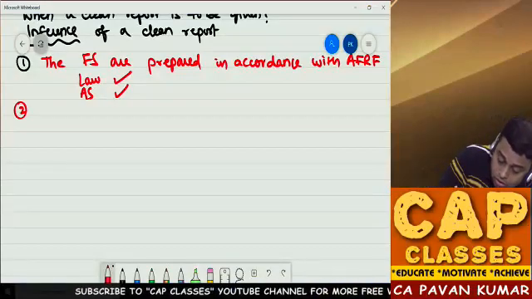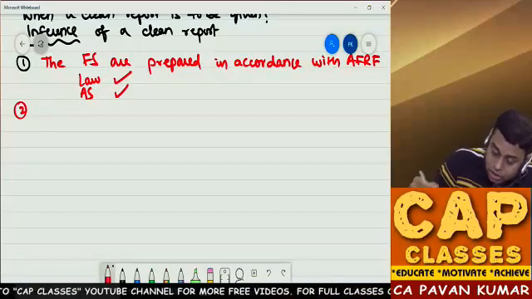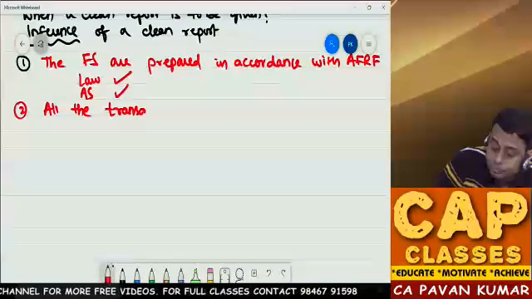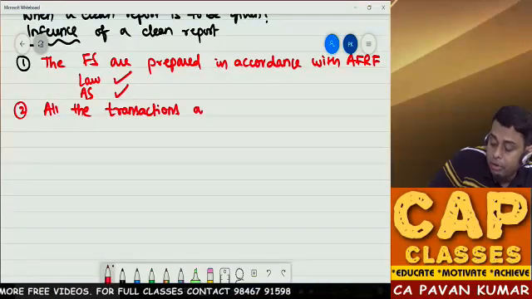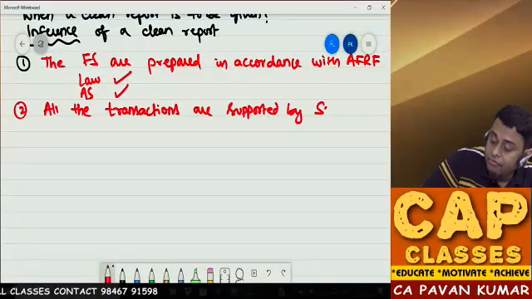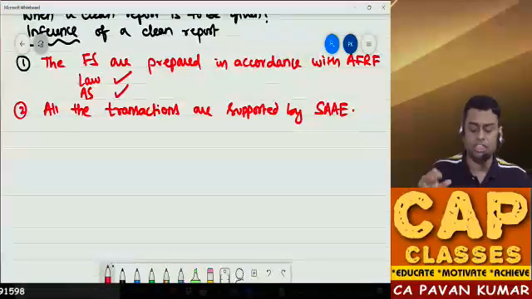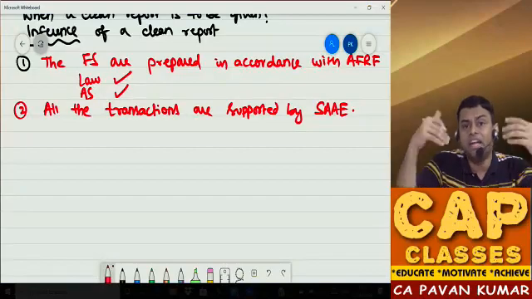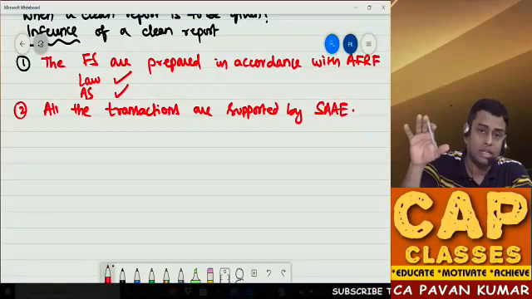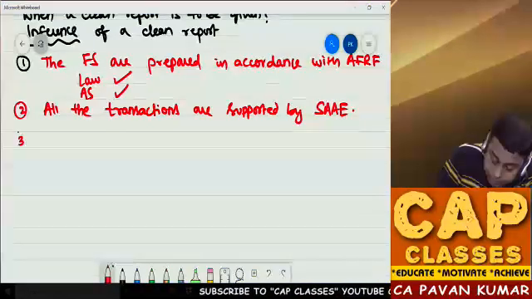Two, all the transactions are supported by sufficient appropriate audit evidence. What is SAAE? Sufficient appropriate audit evidence. All the transactions, or maybe all the material transactions, all the major transactions, majority of the transactions are supported by sufficient appropriate audit evidence.